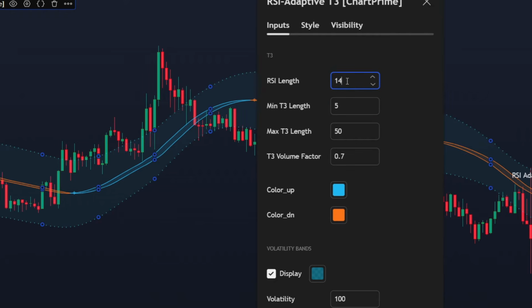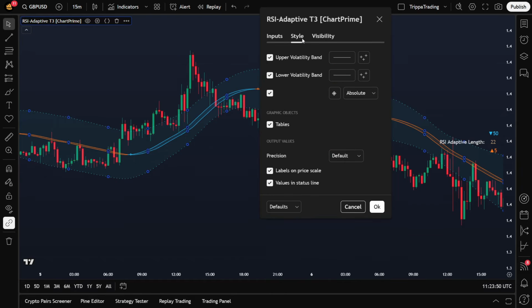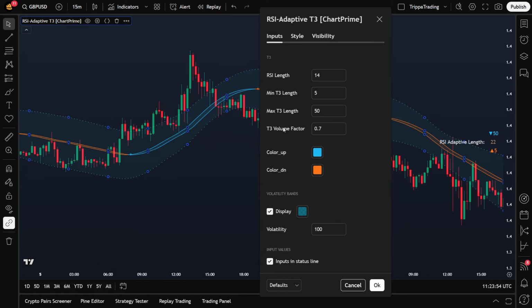For the bands, you can adjust things like the calculation period or multiplier, or even turn the bands off completely if you want a cleaner chart. And of course, like most indicators, you can change the colors of the lines, bands, and fill areas to match your style.